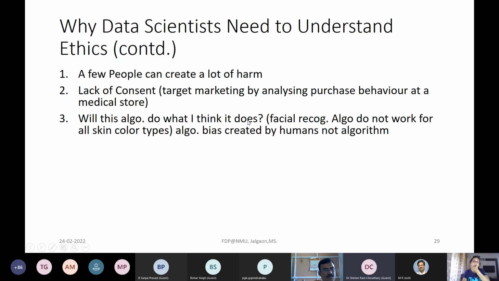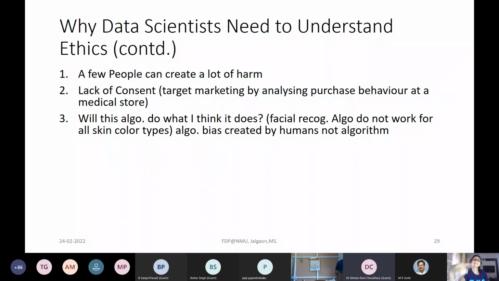Will this algorithm do what I think it does? I think that my algorithm is the smartest. My model is very good. The training, testing, efficiency is absolutely fantastic. It will not always be behaving in a way which I can predict 20 years, 30 years from now.